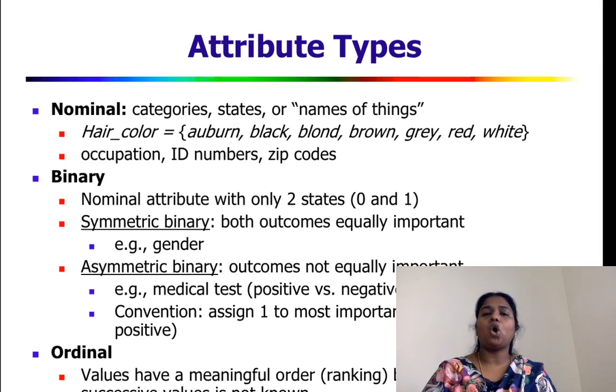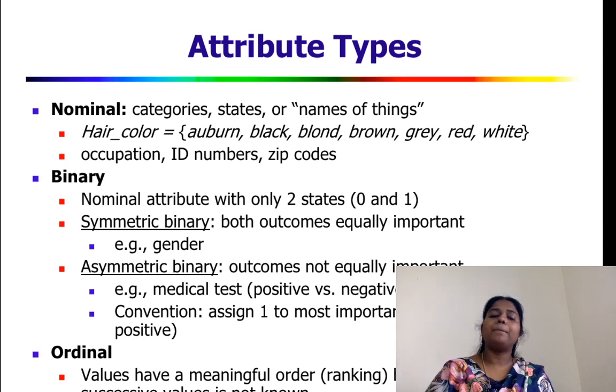Be it black or white or brown, all of them have equal value. They do not have any preference in the value that is taken by the data object. Whereas in an ordinal value, there is an inherent or meaningful ranking order in the given set. For example, I can say the size of the t-shirt: small, medium, large, etc.